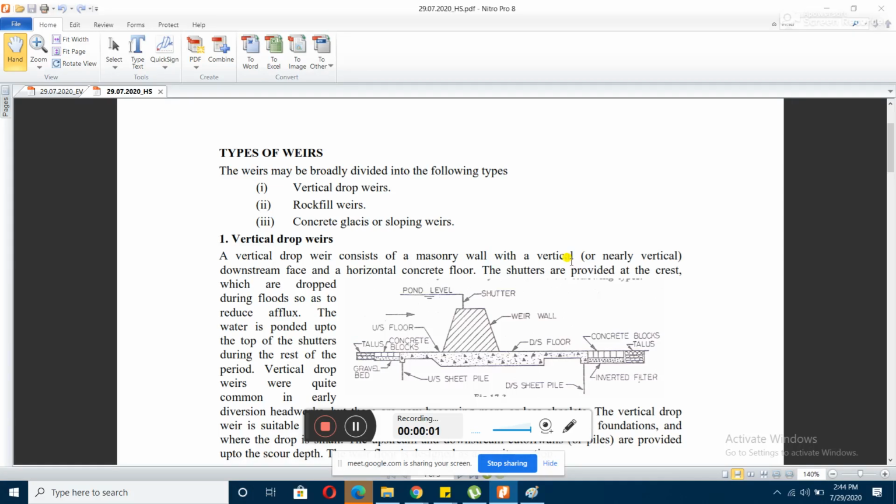So just the brief recapitulation of the things that we have already studied, that diversion headworks, the main component of diversion headwork is a weir or a barrage.